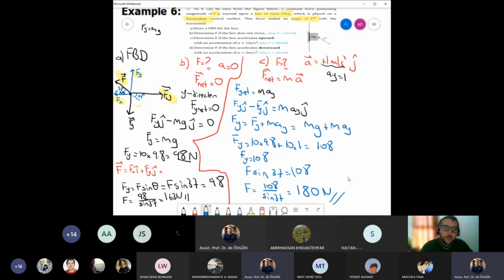And part D is also similar, but this time the object is going down. So what is changing? Acceleration must be -2 because it is going downward. This is homework. Please try to do it yourself. Any question?